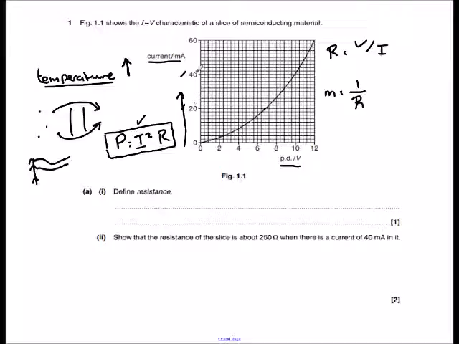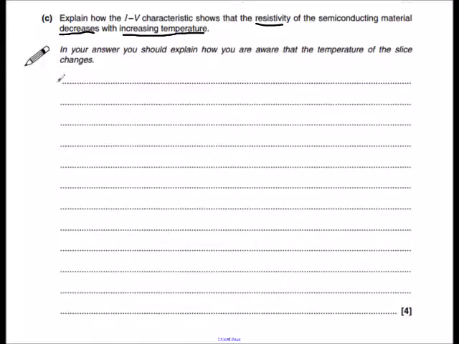So as the current increases, there's an increase in temperature because of this I squared R relationship. There's more power loss due to heating, therefore the temperature goes up. And we've just explained that if the temperature goes up, we get an increase in current, therefore we get a drop in resistance. Okay, so let's try and write all these points down. The first point we discussed is that the graph is curved.